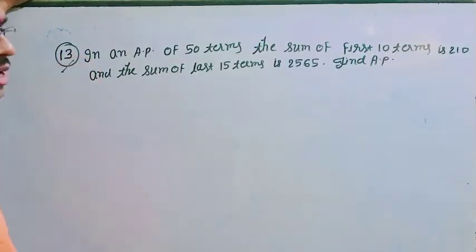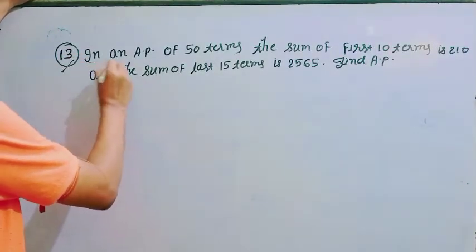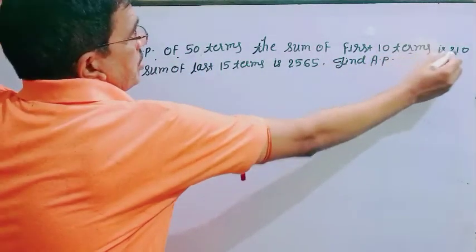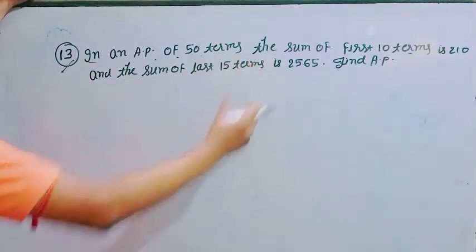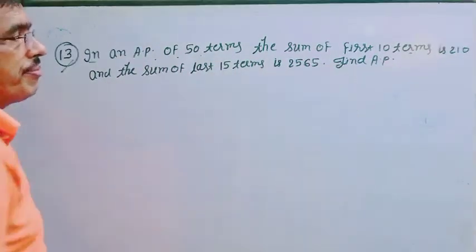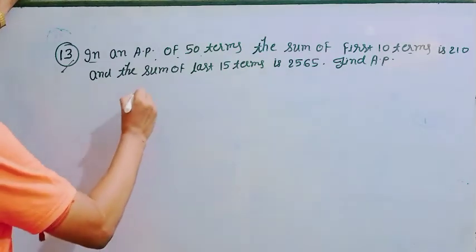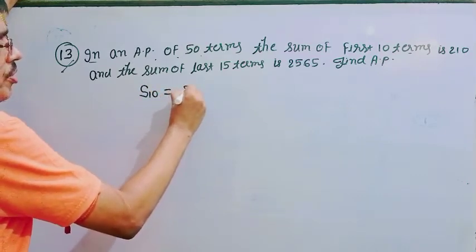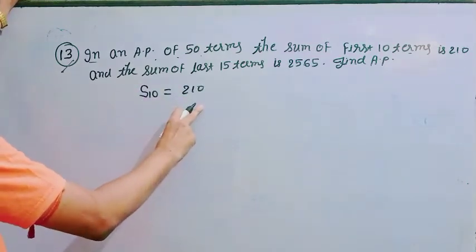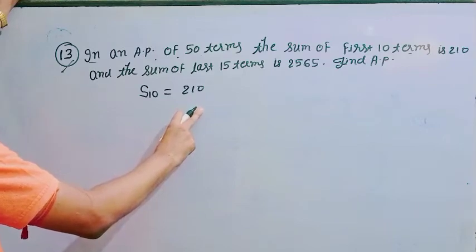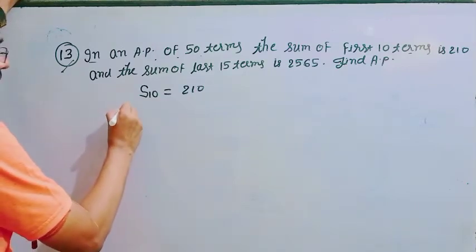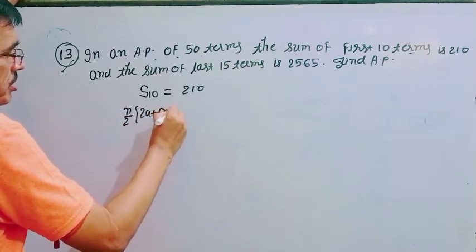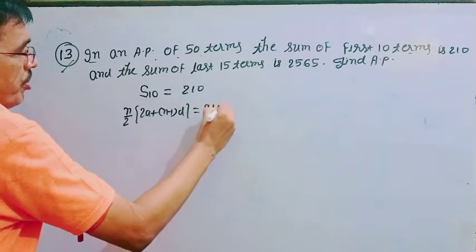Now see question number 13 of exercise 5C. In an AP, there are 50 terms and the sum of the first 10 terms is 210 and the sum of the last 15 terms is 2565. Find the AP. Here first is given S10 is equal to 210. So from this equation you can form an equation in A and D. You write here n by 2, 2a plus n minus 1 into d is equal to 210.